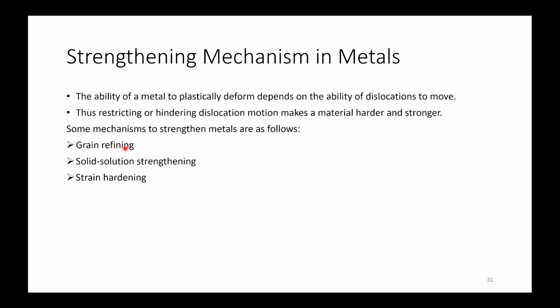So first is grain refining. So we'll be reducing size of grains. And second is solid solution strengthening. So in it we'll be adding some alloy elements. Other is strain hardening. So in it we'll be plastically deforming material. So it will lead to increase in number of dislocations which will interact with each other, making material hard.